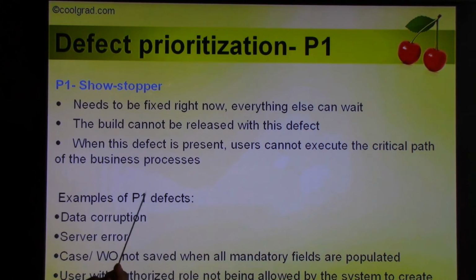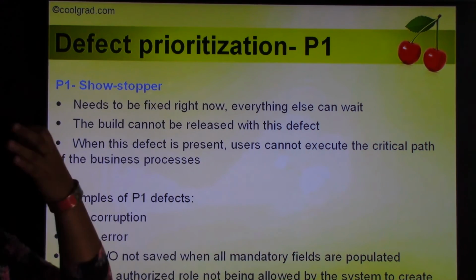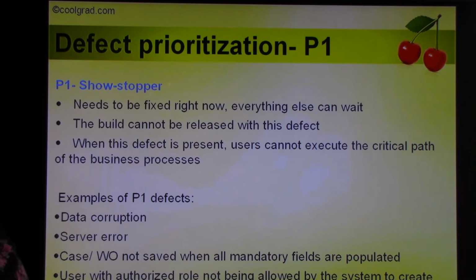And then, for example, if you have a help desk case or work order, and you fill out all the mandatory fields and do everything right, and you save it, and it doesn't save, and all your data is lost. It's not doing a basic thing like saving a case or a work order successfully. That's definitely a P1 defect, meaning this is basic functionality that impacts the rest of the system. So we have to fix this before we do anything else. These are some examples of P1 defects.